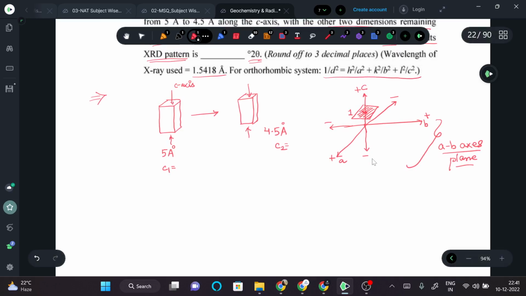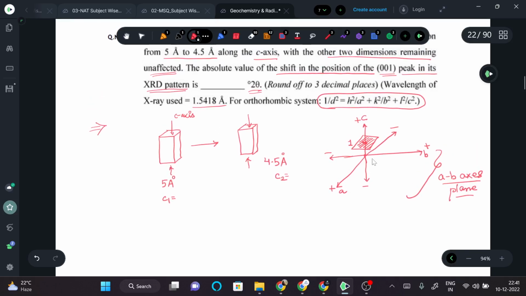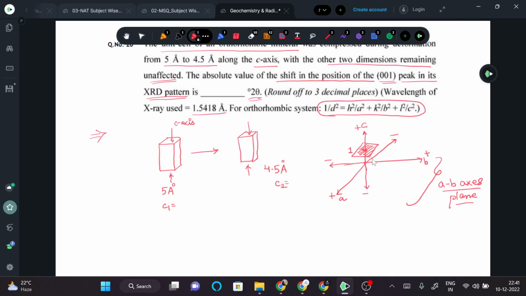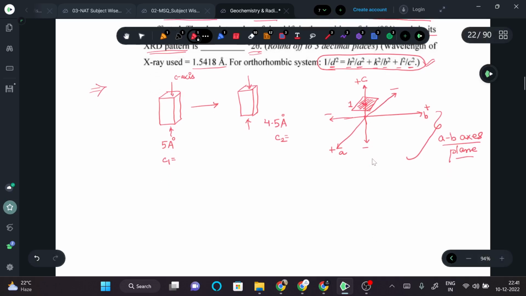For orthorhombic system, this formula is given. So this actually is defined for this relation. This relation is actually for HKL. HKL is Miller index, right? So these HKL Miller indices are there. ABC axis intercepts are there, or axial lengths we also call it ABC. These are axial lengths. And D, what is D here in this formula?